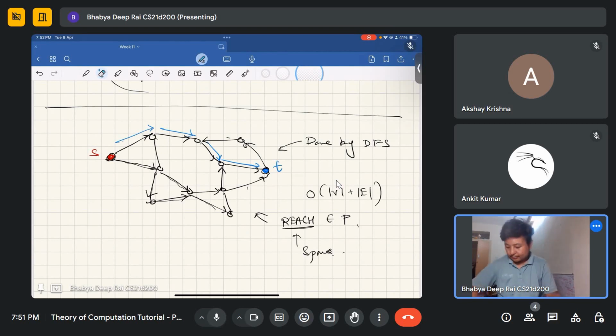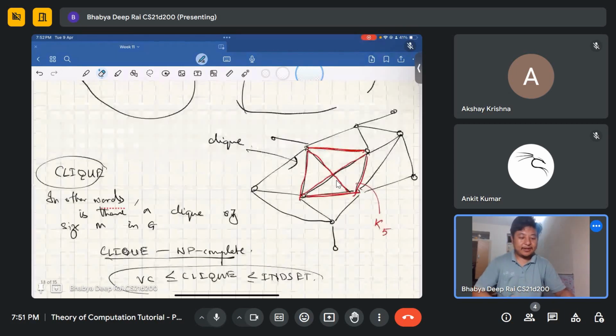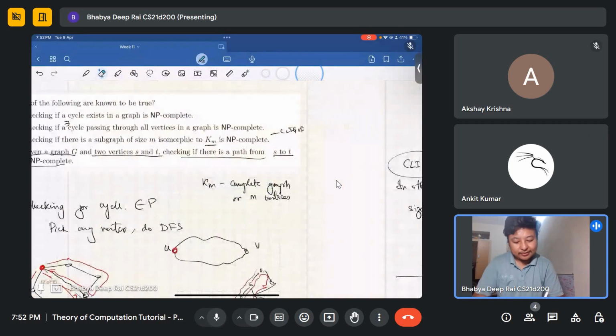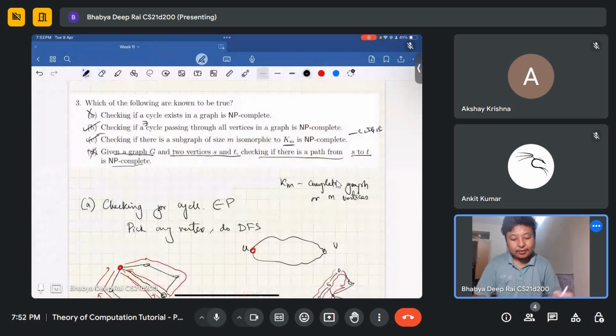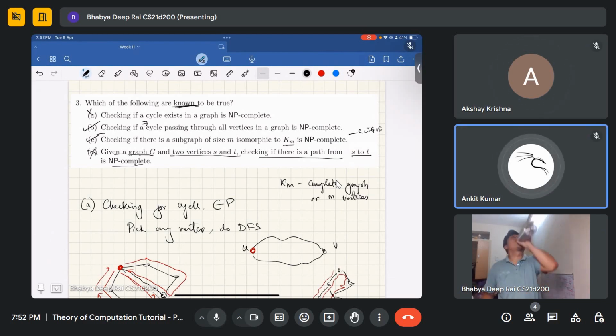Okay. So now, is this clear so far? All these problems? Okay. So this is not NP complete, because that can be solved in P. At least it is not known to be NP complete. Okay. Is it clear? Akshay, Ankit? Yes, sir. Yes, sir. Okay.